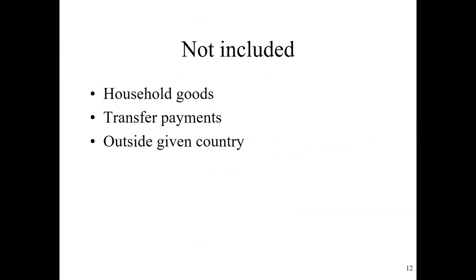Transfer payments. What are transfer payments? That would be like Social Security. Why? Because the government's not getting goods and services for it. Unemployment, again, not a good or service. Welfare, they're getting nothing for the money. So transfer payments are not included in GDP. And anything outside the country. If something's made in Japan, even if it's made by a U.S. citizen, it's not part of GDP.